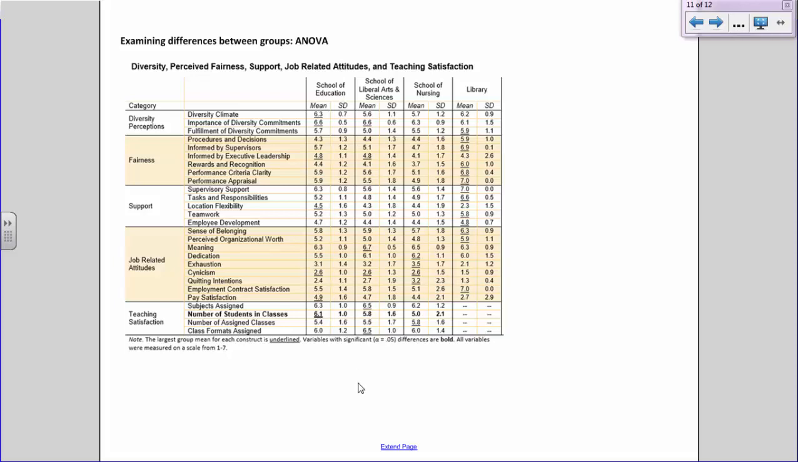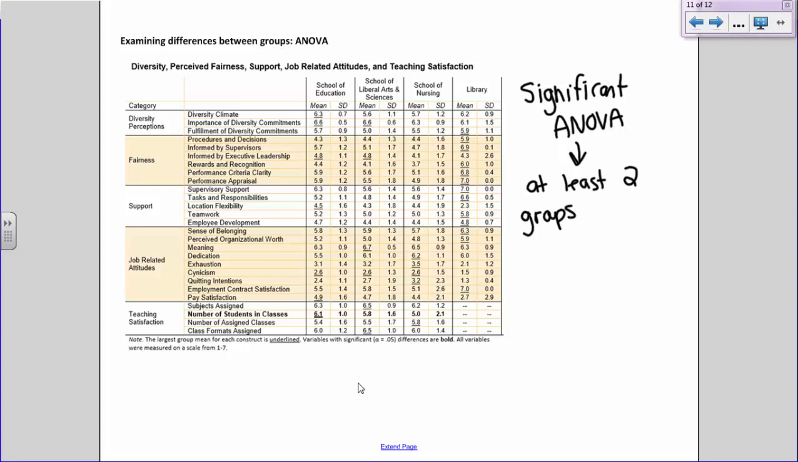So I'm going to put a little note here. A significant ANOVA only tells you that at least two groups have significant differences. You have to look at the nitty-gritty of the findings that will be explained in the article to figure out specifically which groups are significantly different. So at least two groups have a significant difference. Not necessarily all of them, but it could be.